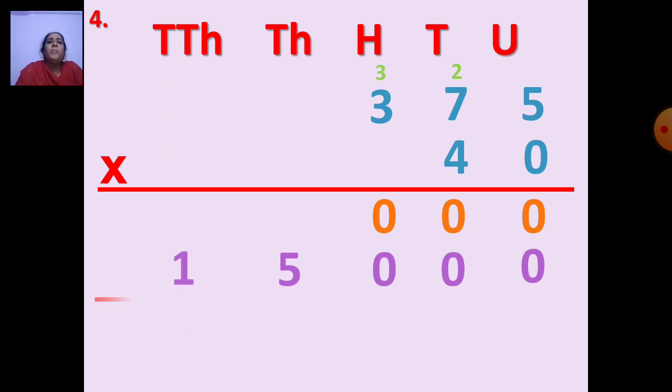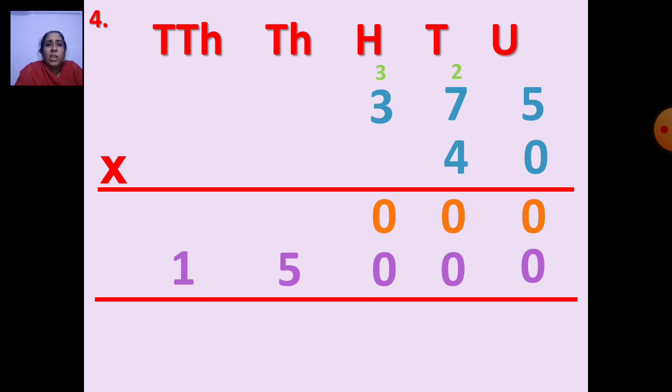Okay. Now you will draw one line. Put the sign of plus. And now you will add the numbers. Okay. So 0 plus 0 is how much? 0. 0 plus 0? 0. Again 0 plus 0? 0. Now up in the thousands place there is no number, only 5. So you will bring that 5 down in the thousands place. Again there is no number, so you will bring 1 down. Okay. So what is your answer? 15,000. Right?